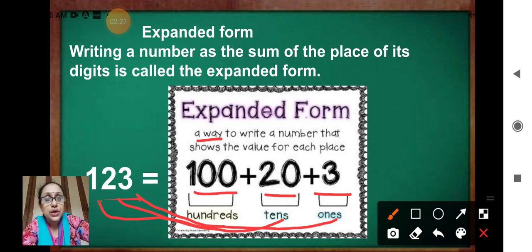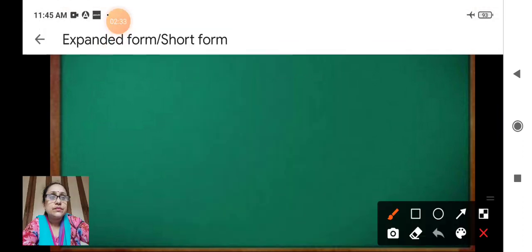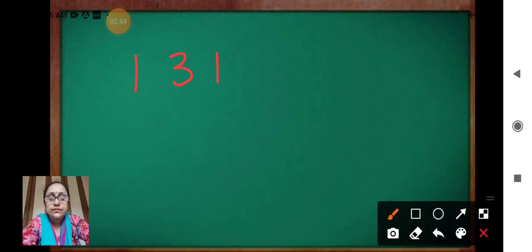Okay children, now I will explain you with one more example. Suppose we take one number, 131. Okay, now how will we expand? Expand means to stretch it. To make this number, you have to expand the number. Okay, you have to expand in detail.